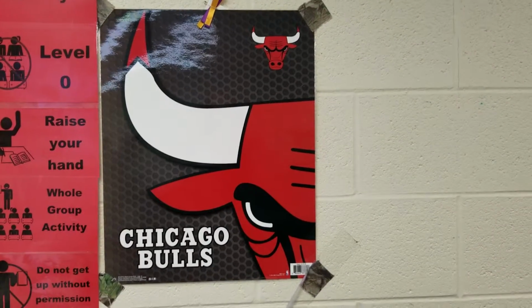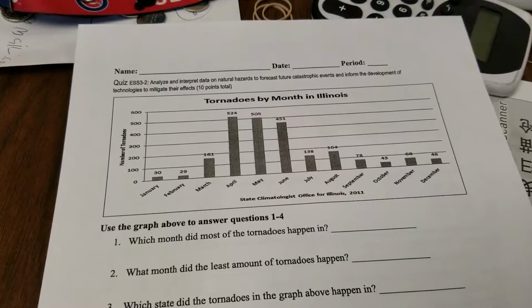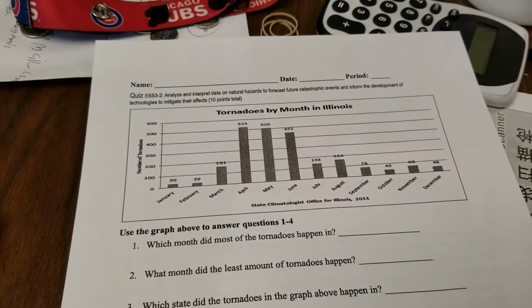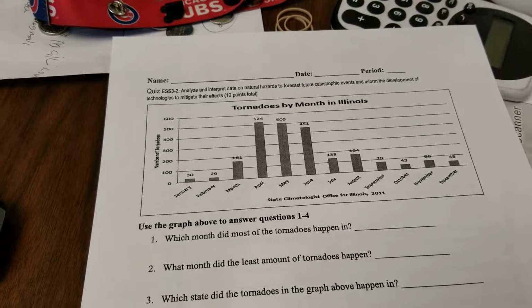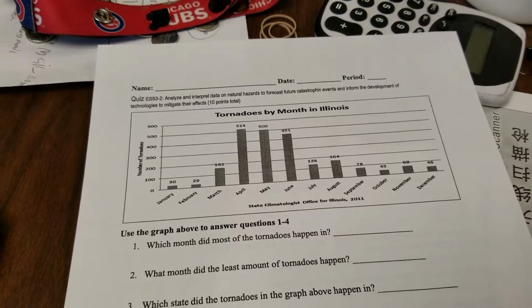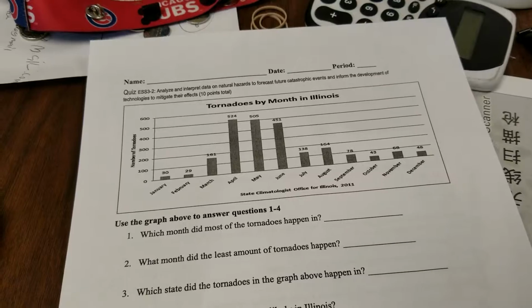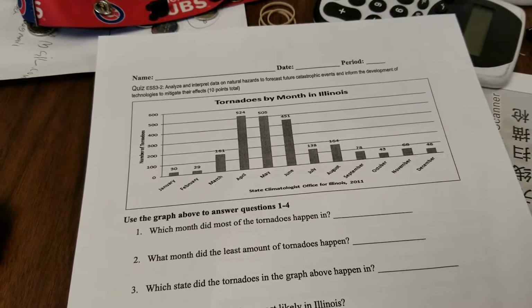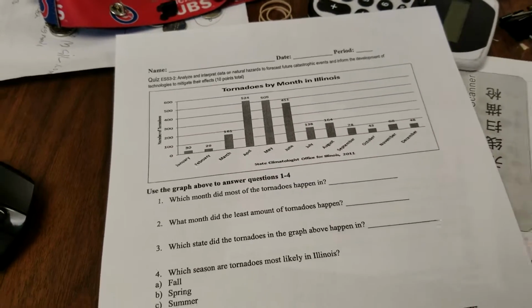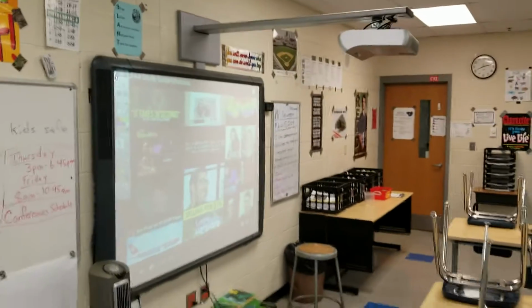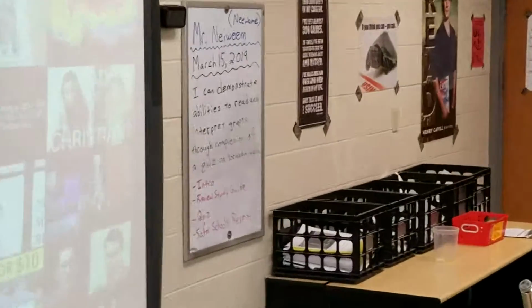Okay, getting our angle right as we're going to take a look at the directions on the quiz. Quiz ES332, this is quarter 3, quiz number 4, last day of third quarter today. Analyze and interpret data on natural hazards to forecast future catastrophic events and inform the development of technologies to mitigate their effects. 10 points total. You can see that is similar to our objective over there on the objective board.